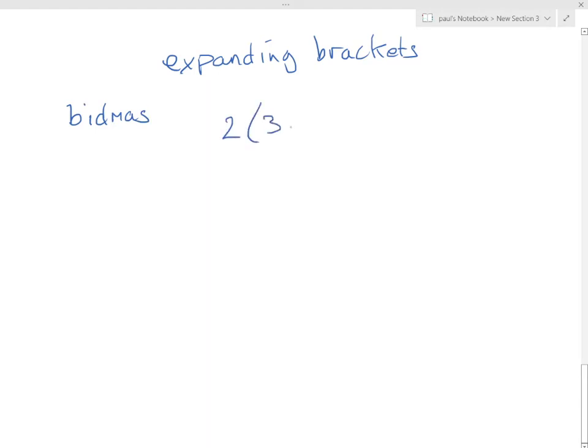Right, next thing we did was expanding brackets. Now, when we're using the old rules of big maths and we're working with numbers, we might have 2 times 3 plus 4. Big maths would tell us to add those two together, and there is another multiply sign that is never written. So this will be 2 times 7, which equals 14.